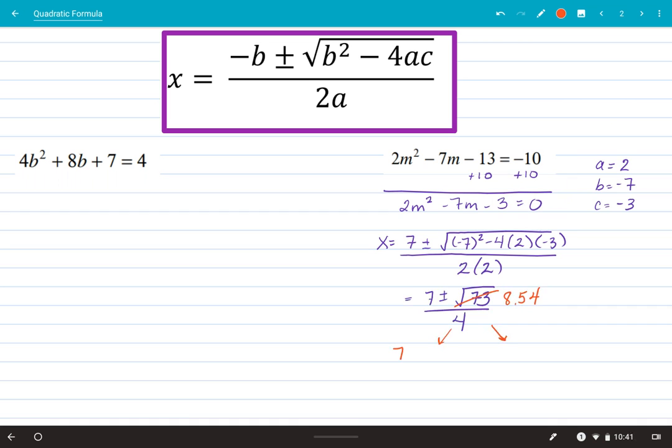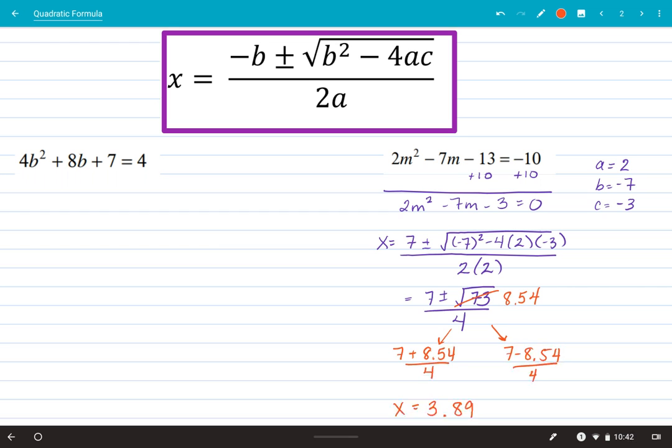So 7 plus 8.54 over 4, and 7 minus 8.54 over 4. Put it into the calculator, and remember, you have to put an equals after you do the top, then divide it by 2. So 3.885, but I'm going to round it because it's 5 or bigger.